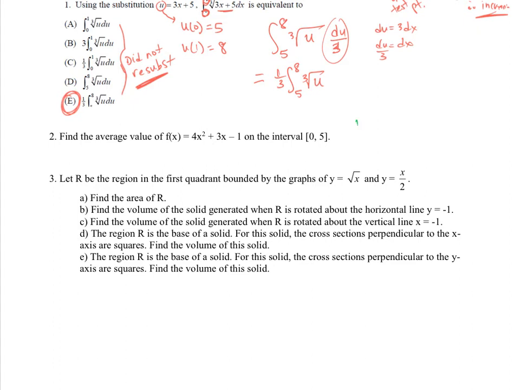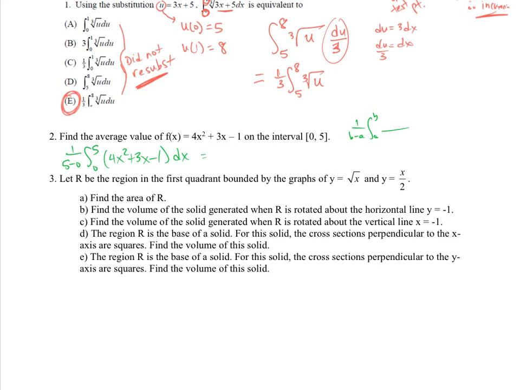Remember, average value is 1 over b minus a times the integral from a to b of your function. So, okay, let's go ahead and do this. This is going to be 1 over 5 minus 0 from the integral of 0 to 5 of our function, which is 4x squared plus 3x minus 1 dx. Well, we can go ahead and finish this off, take the integral, find the answer.